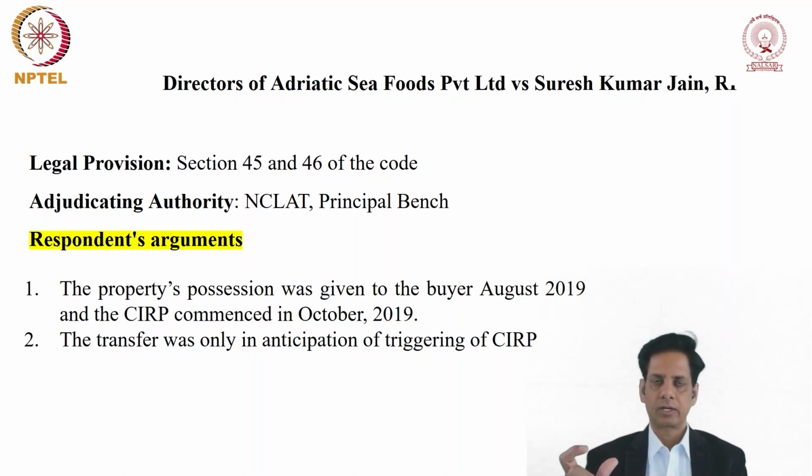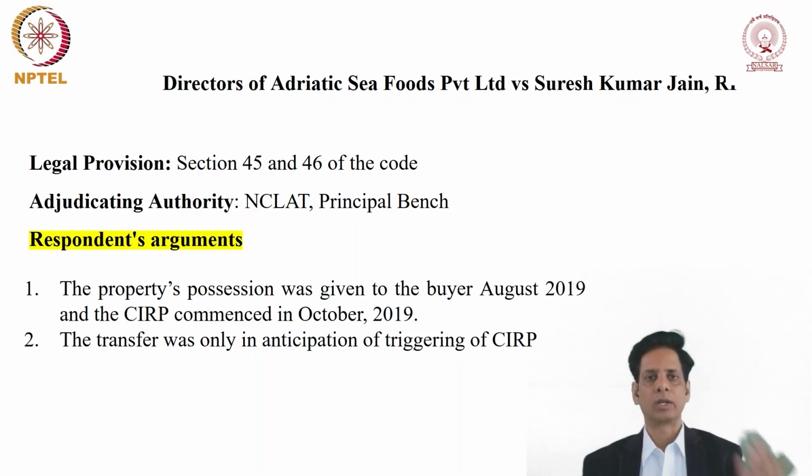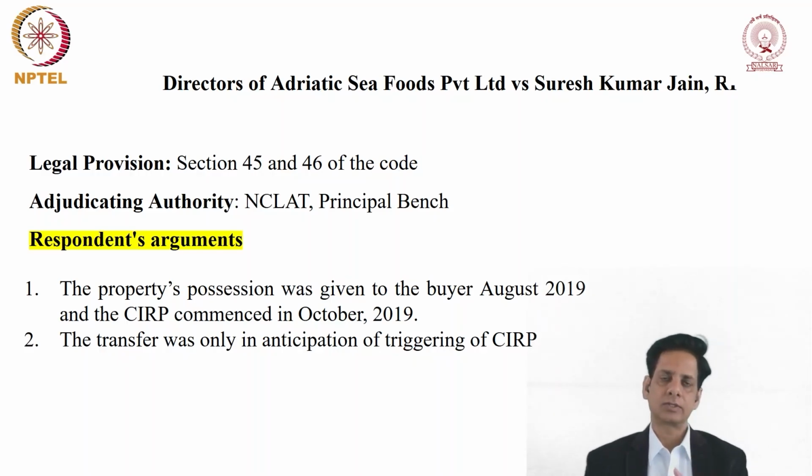You remember, for an undervalued transaction, we said there are two things. Whether the transaction is with a related party. If it's a related party, I can go back 2 years. If it's not a related party, I can go back 1 year. In this case, the transaction is just within 2 months before the commencement of the CIRP, and hence there is a very good likelihood of it being called an undervalued transaction.